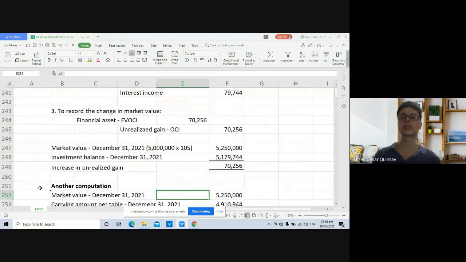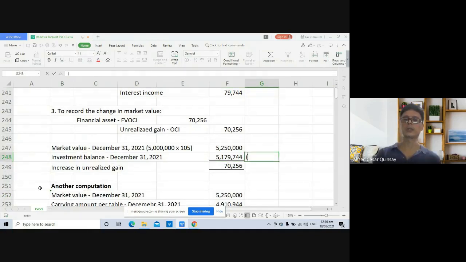79,744. So that's why naging 5,179,000. Okay, so ito lang 'yan. So gawin natin, so this is 5M, para malaman natin. 5M multiply this by 102. Ito yung previous, yung 2020. Okay, tapos yung resulting amount diyan, no?